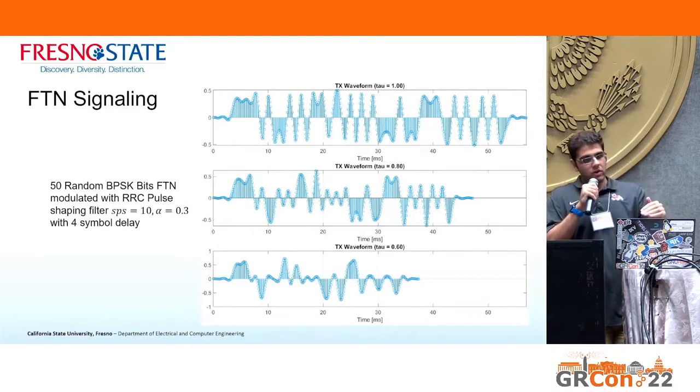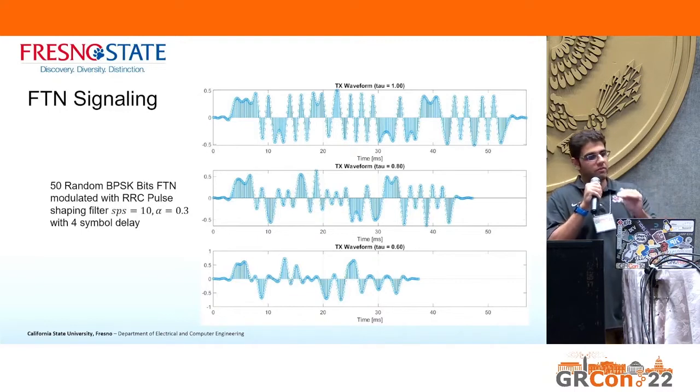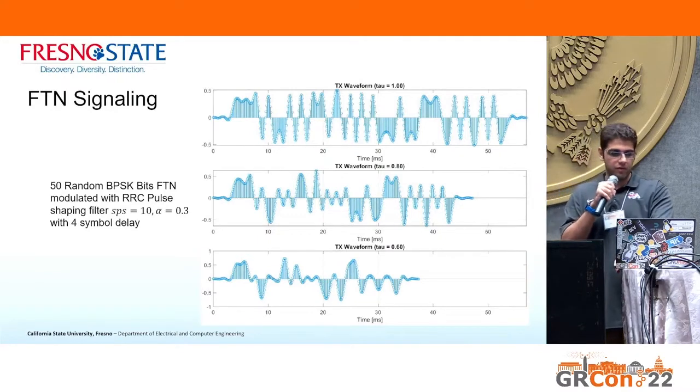And then when we lower tau to 0.6, at that point the waveform has become very distorted, and we may make a lot of errors in trying to recover the information bits that were sent.